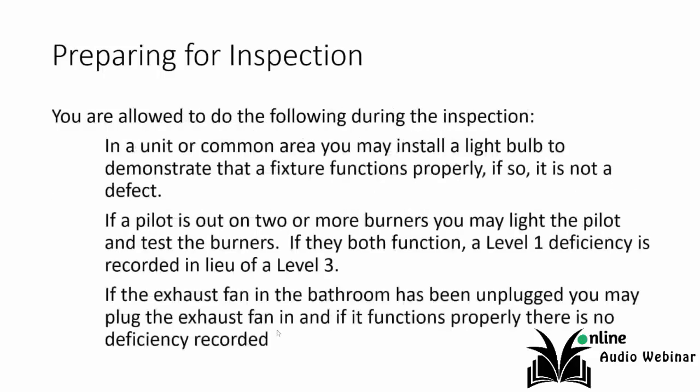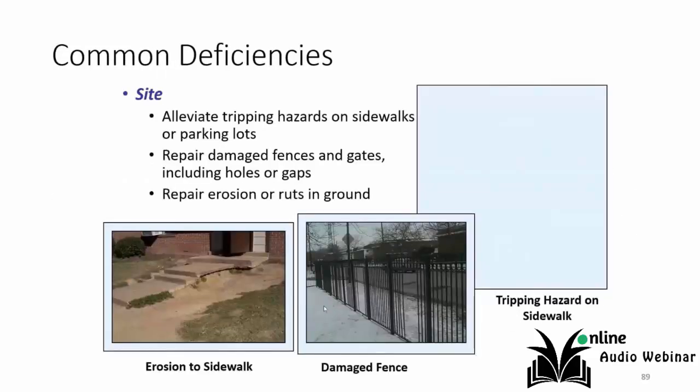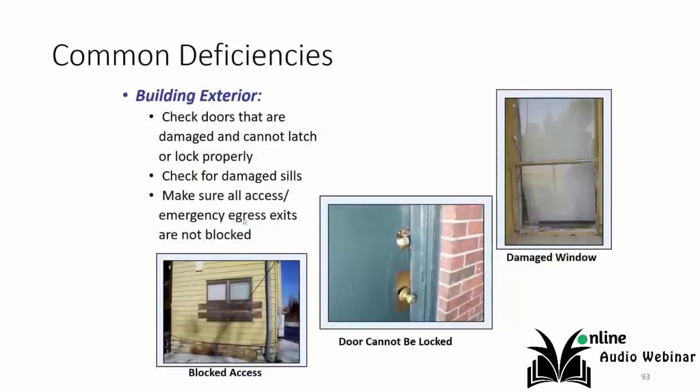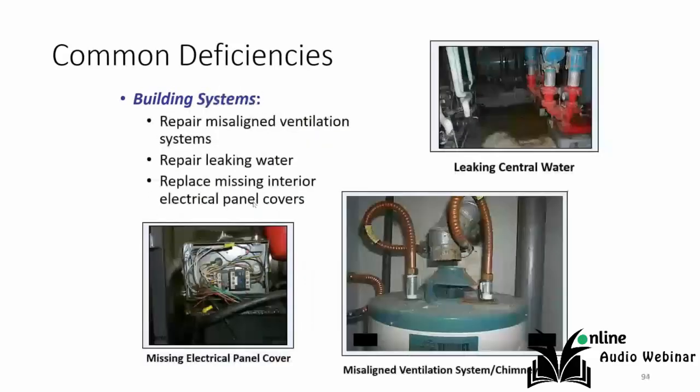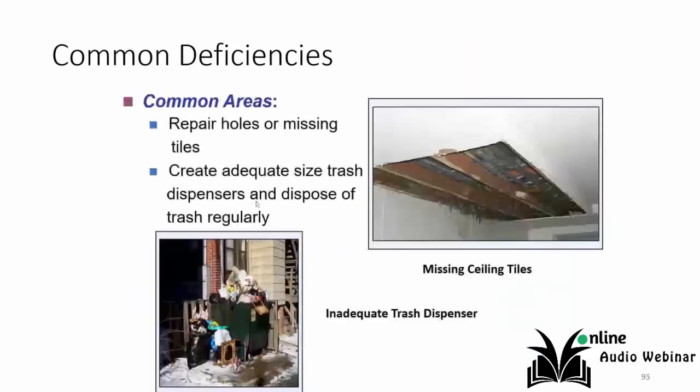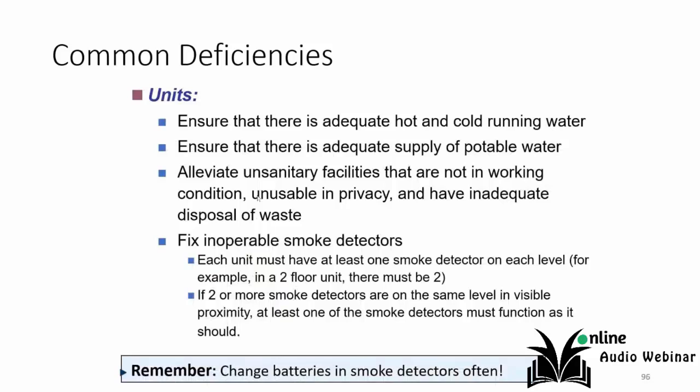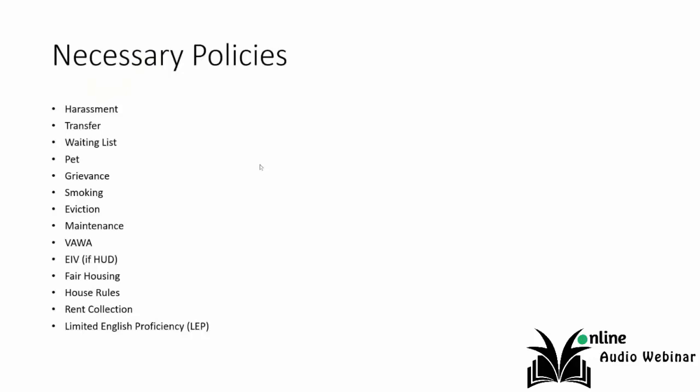You're allowed to do the following. Just to cite some deficiencies that you're going to find: blocked egress, more deficiencies, electrical panel covers, your central water system. Ensure that there's adequate hot and cold running water. Ensure there's an adequate supply of potable water. The last thing we need to talk about is your policies.